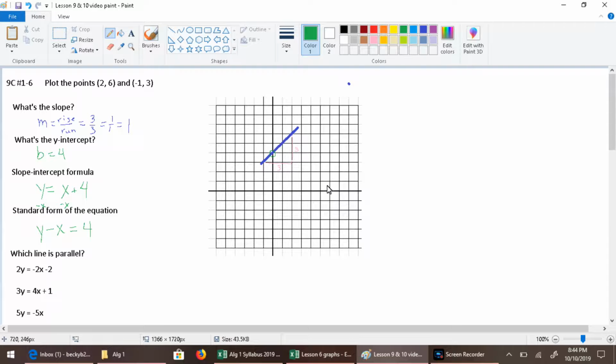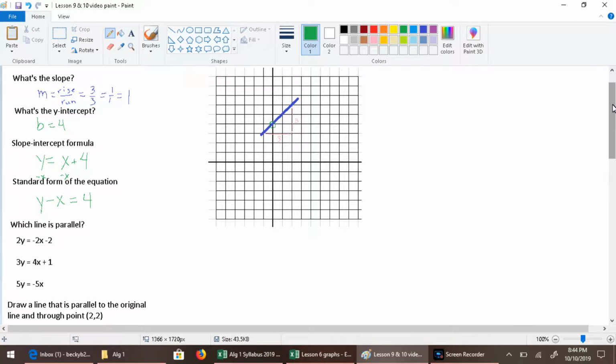Next part says, which line is parallel? Okay, so parallel means we're going to have the same slope. The slope was 1. Oh, but all of these look like they are not in slope-intercept form because they all have something in front of the y. So we've got to divide that out. And this one we're going to divide by 2, divide by 2, divide by 2.